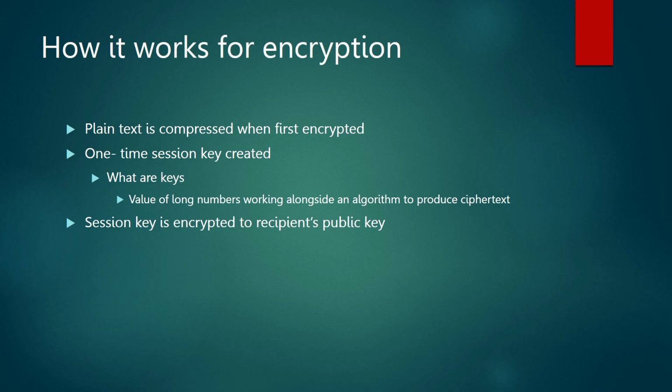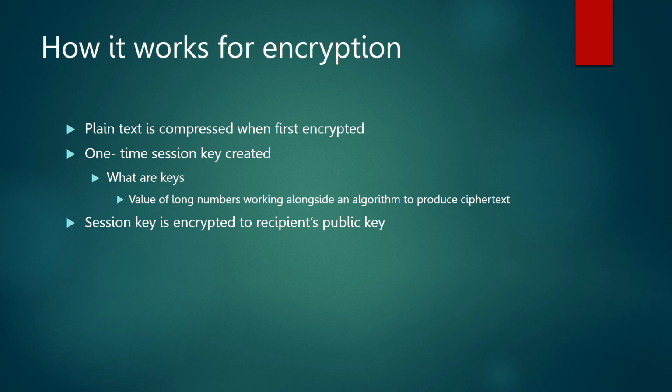Then what PGP does is it creates a one-time session key, which is a secret key, and it's a random number that's generated from something as deep as the movements of your mouse or the keystrokes that you type on your keyboard. And this session key works with a very fast algorithm to encrypt the plain text. And the result we get is called ciphertext.